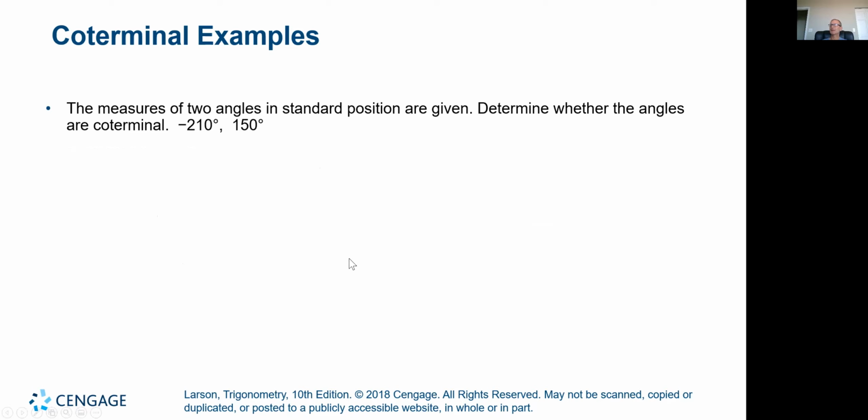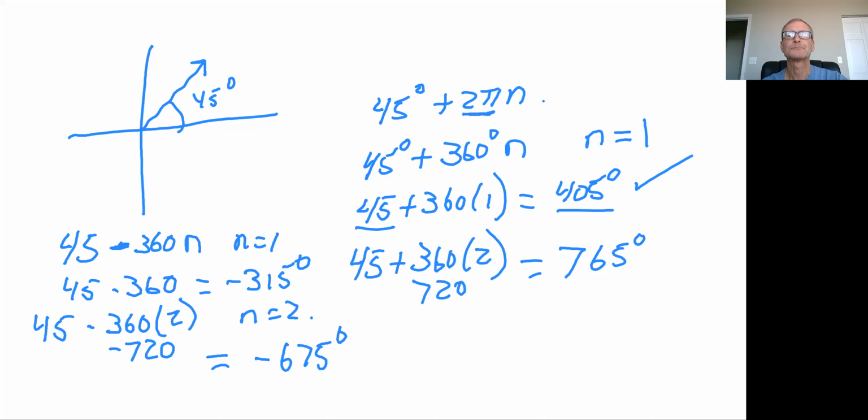The other idea is that given two angles, are they coterminal or aren't they? How do you determine that? Well, the idea in this case is: is the difference a multiple of plus or minus 360? What do we mean by the difference? I'll show you on the whiteboard real quick. If you take these two numbers, you would have 210 and 150 degrees.